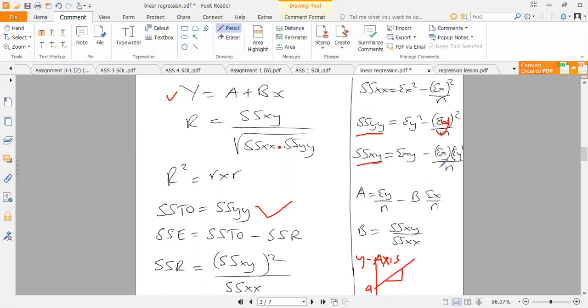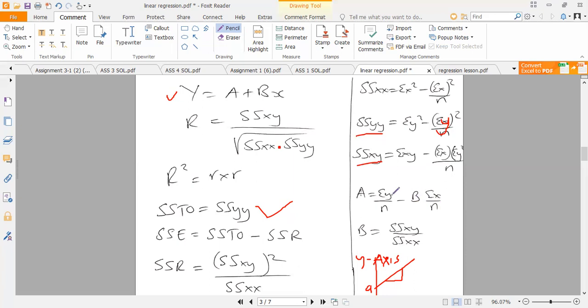Okay, then there's a part where a is equal to summation of y over n, then b is equal to summation of x over n, right? No, this is the whole formula for a: summation of y over n minus b times summation of x over n. Okay, all right, perfect. Sure, you can go ahead.